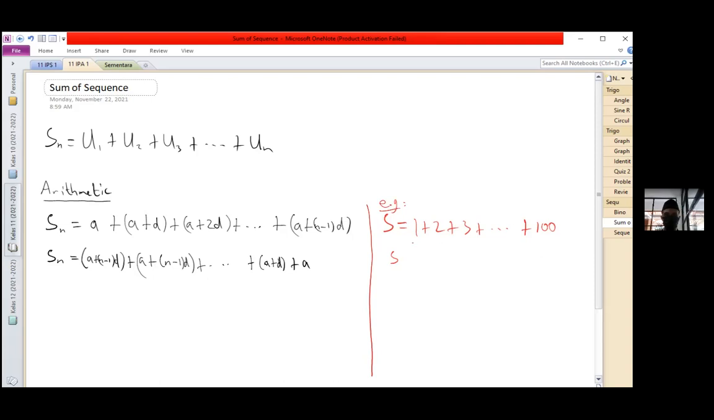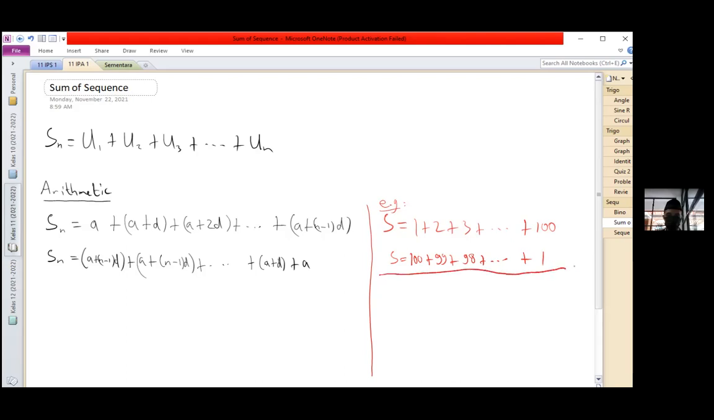Okay, and then what I did over here was to change the order. I start writing S down from 100, so 100 plus the previous one, 99, plus the previous one, 98, and so on until I get to 1. As you can see, I only change the order, so the sum will not change, right? And that's why this is still S.